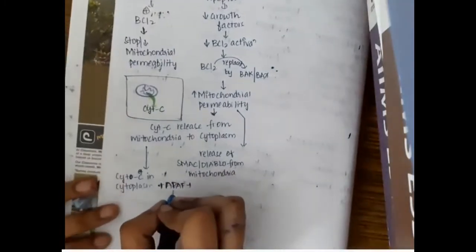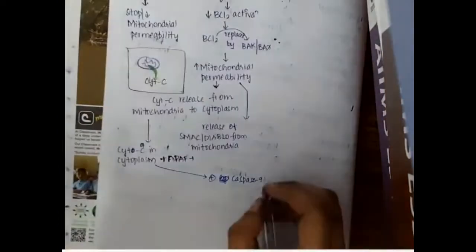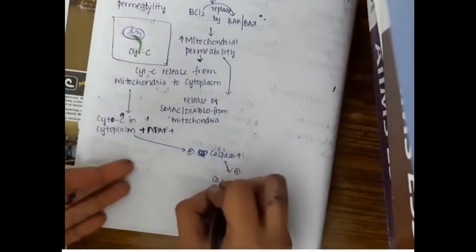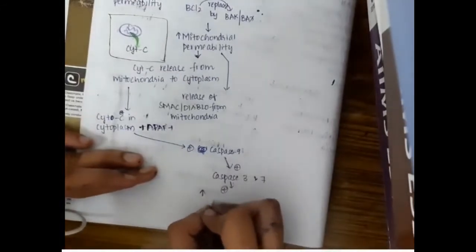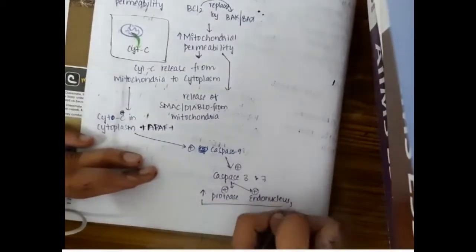Whenever there is release of cytochrome C from the mitochondria to the cytoplasm, the cytochrome C present in the cytoplasm will combine with APAF1, and this complex of cytochrome C and APAF1 will activate caspase 9, which is the initiator caspase of apoptosis. This caspase 9 will activate caspase 3 and caspase 7, which are executioner caspases, and these caspases will increase the proteases and endonucleases. Thus, these will result in cell death.